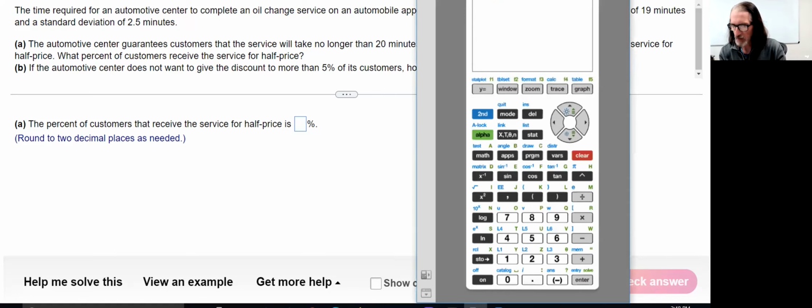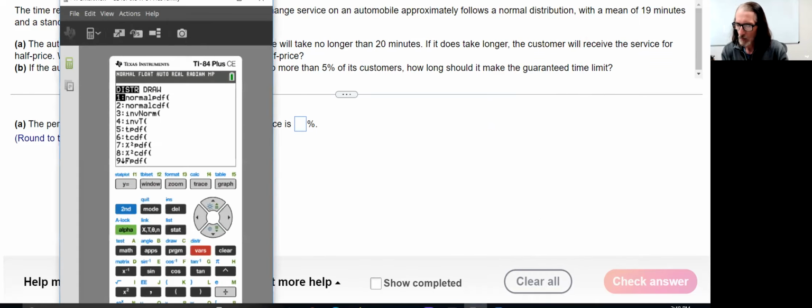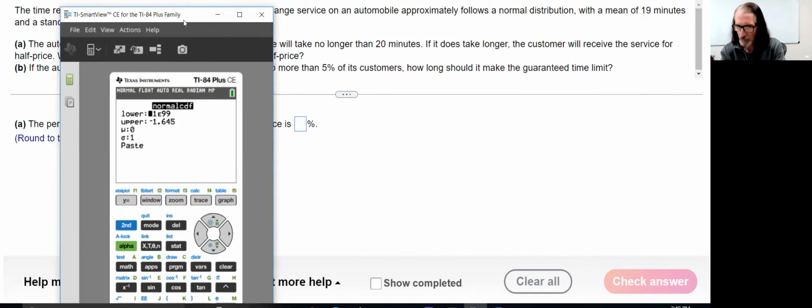Bringing up the TI-84. Going to second and distributions. Normalcdf, the second choice. We have 20 minutes as a lower cutoff. Anyone that it takes longer than 20 minutes, but or equal to's don't count when it comes to probabilities of continuous random variables. It's heading right to infinity.